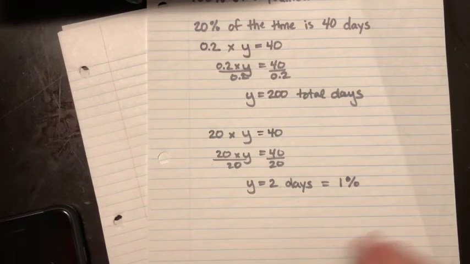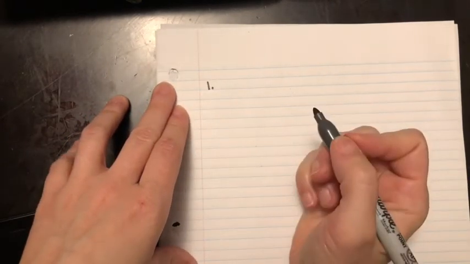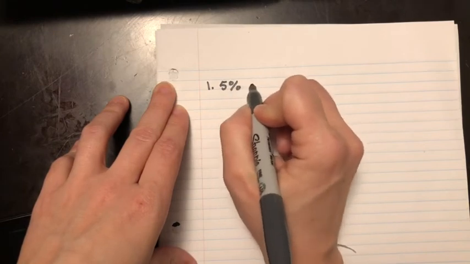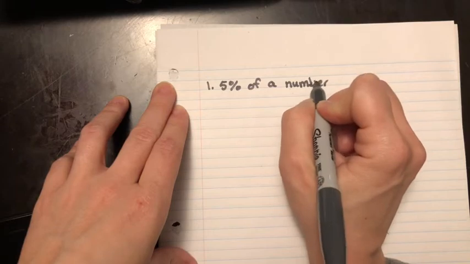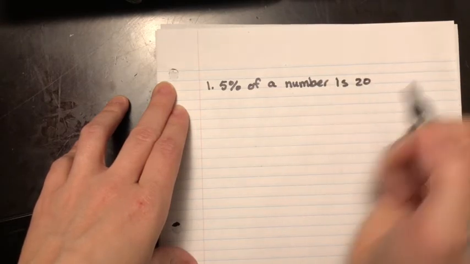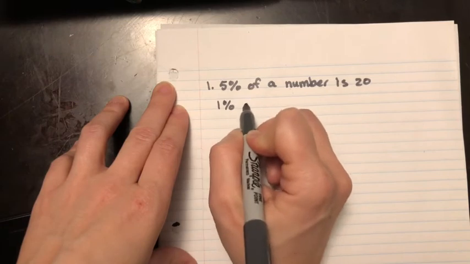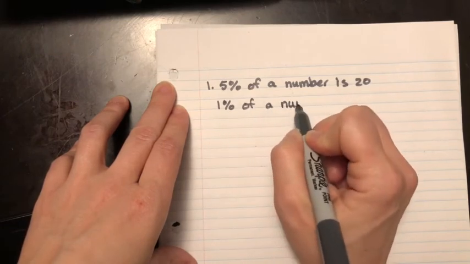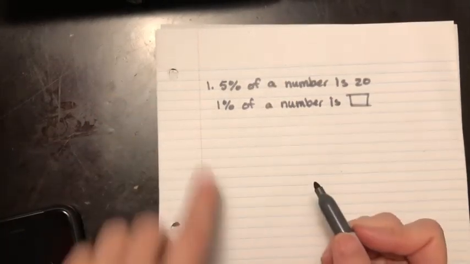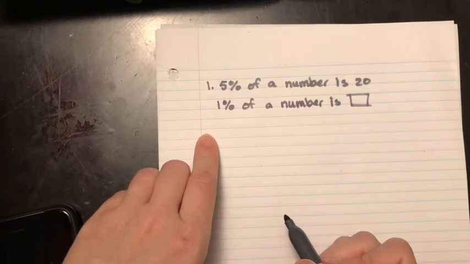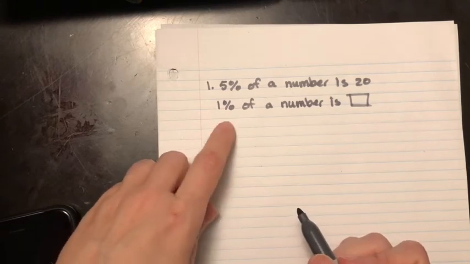So let's do a couple of the questions from the textbook here, just to kind of make sure we're on the right track here. So question number 1, I'm just going to do it directly. It says here 5% of a number is 20, and it's saying 1% of a number is, and we have this blank here. So to do this work, I'm just going to leave my 5% as a percentage because I am looking to get 1% as my answer.